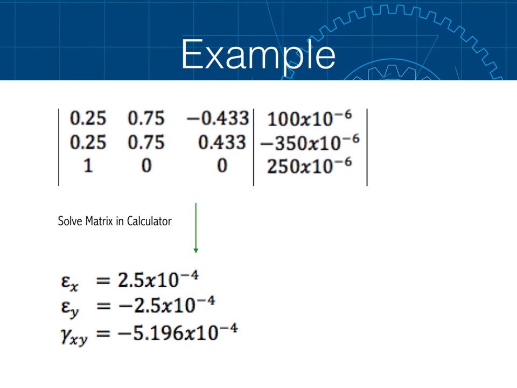Now we can obtain the normal strain in X, the normal strain in Y, as well as the shear strain in XY. These values are 2.5 times 10 to the negative 4th for normal strain in X, negative 2.5 times 10 to the negative 4th for normal strain in Y, and negative 5.196 times 10 to the negative 4th for shear strain in XY.